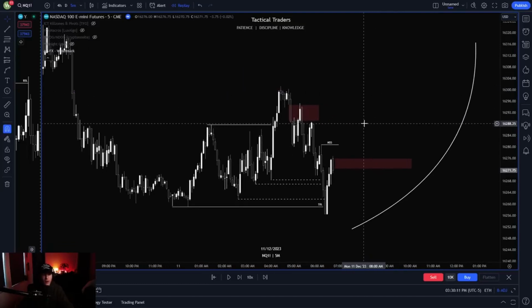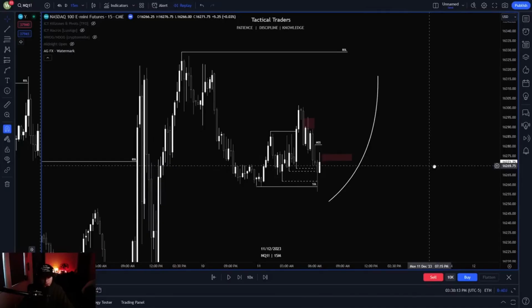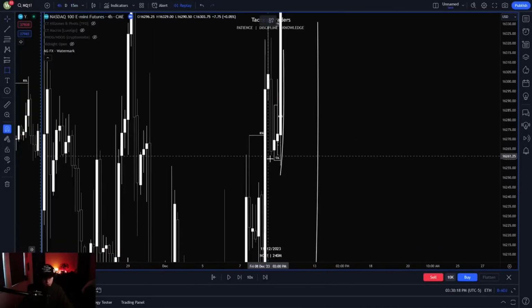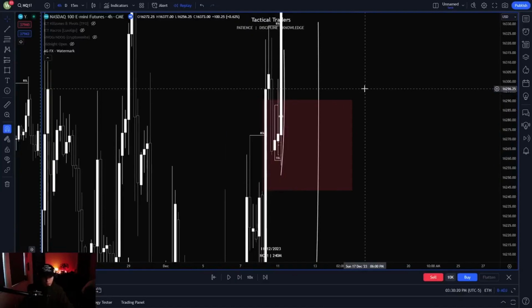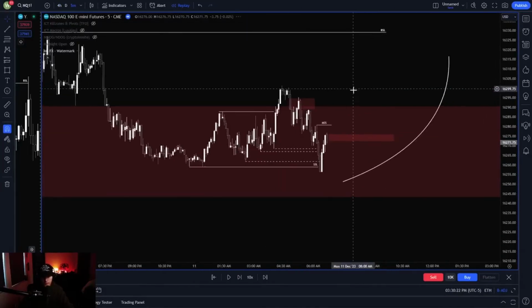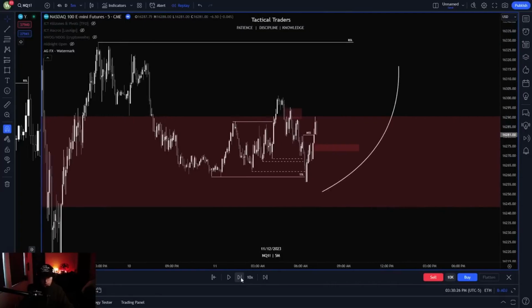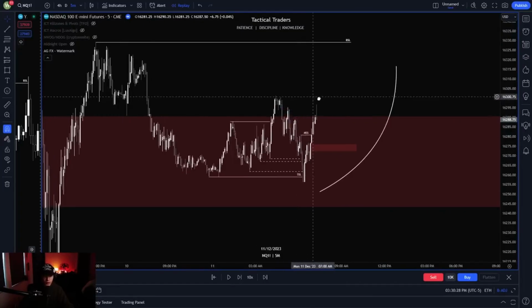Now, we've now had our manipulation move. Zooming back out, what am I looking for here? Let me draw back in this imbalance. What am I looking for now, right? Displacement up. Waiting, waiting. Boom. We now get what we want.